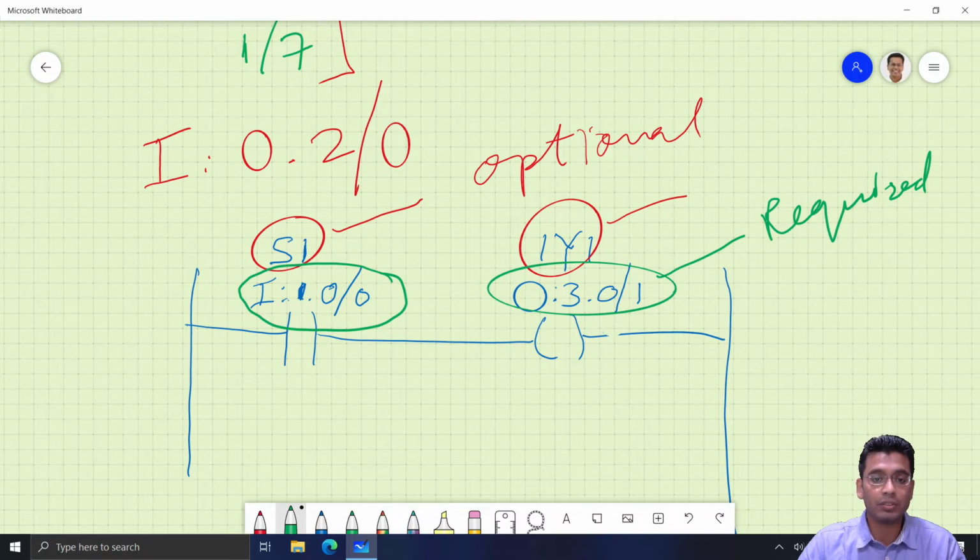Fine. Okay, anyone having any issue in this portion? See, this is very important until you learn this.